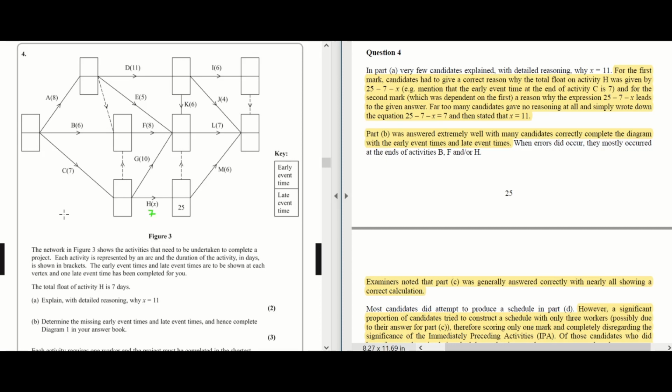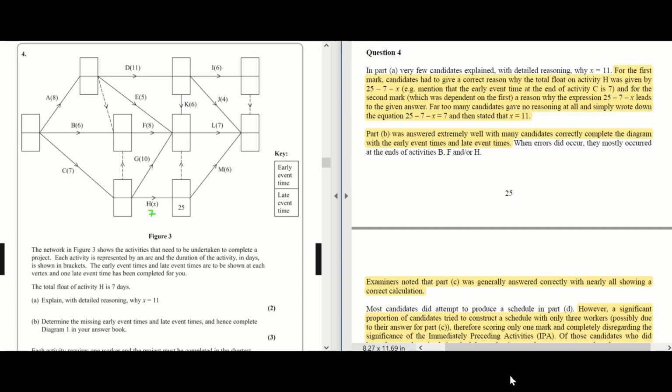Question 4, examiner report wise, that was concerned with activity networks. Part A, where we had to explain why x equals 11, very few candidates failed to give a detailed reason as to why x equals 11. For the first mark, candidates had to give a correct reason why the total float on activity H was given by 25 minus 7 minus x. So for example, mention that the early event time at the end of activity C is 7, and for the second mark, which is dependent on the first, a reason why the expression 25 minus 7 minus x leads to the given answer.